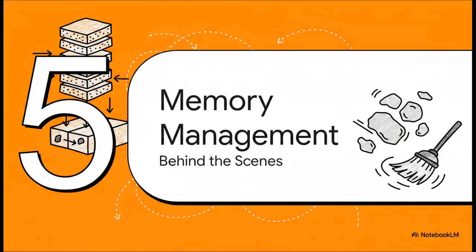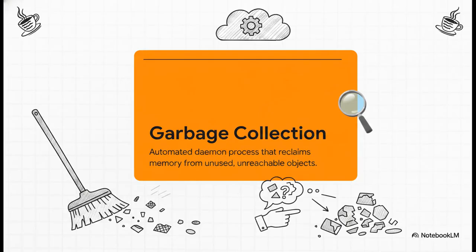Finally, we've reached Section 5, Memory Management and Garbage Collection, the behind-the-scenes magic. So garbage collection in Java is basically an automated daemon process running inside the JVM. Its whole job is to monitor memory usage and snatch back memory from unused, unreachable objects. Because Java doesn't use manual memory pointers like C++ does, you don't have to sit there manually deallocating memory. Instead, you can think of the garbage collector as this invisible background cleaning crew that tirelessly sweeps up your mess whenever your JVM starts running low on memory.